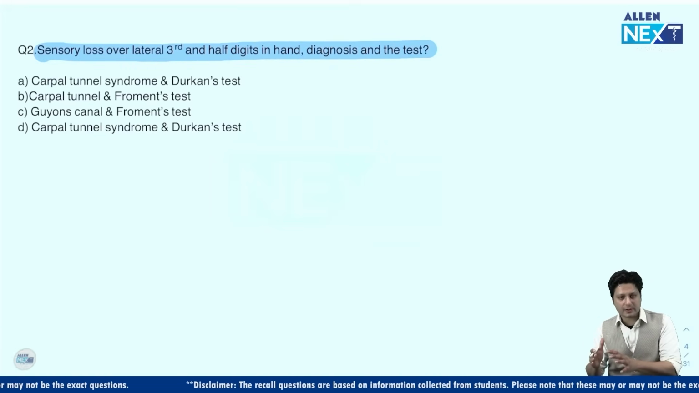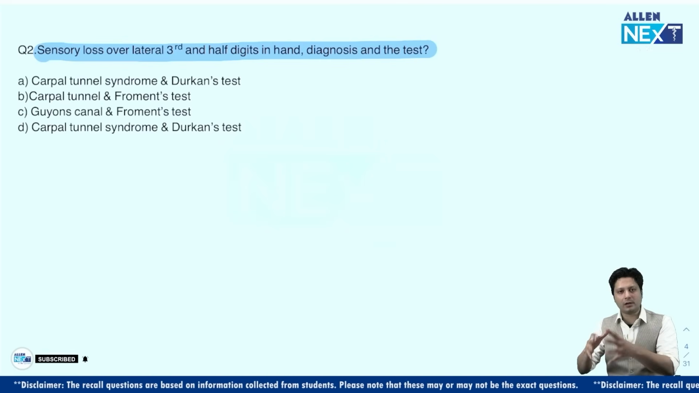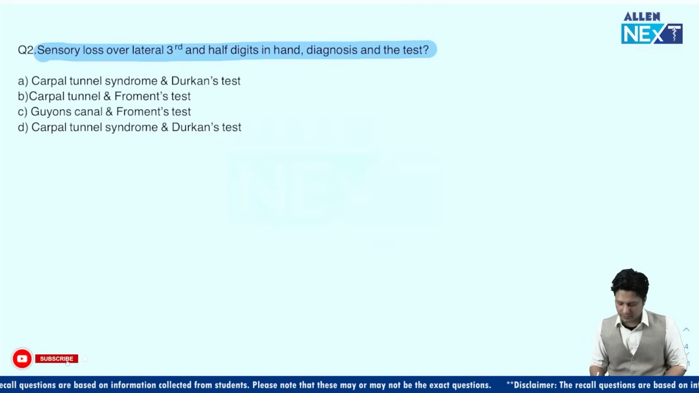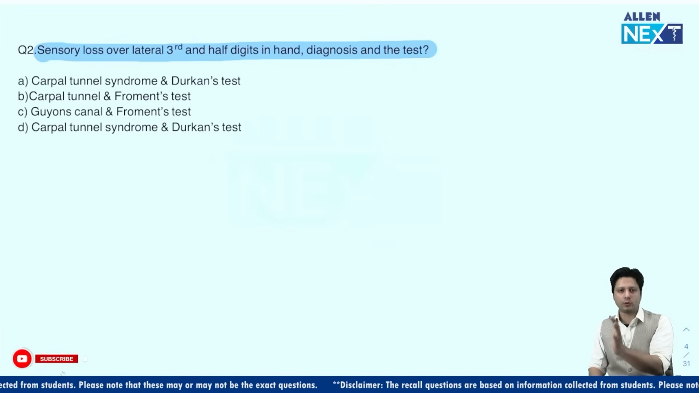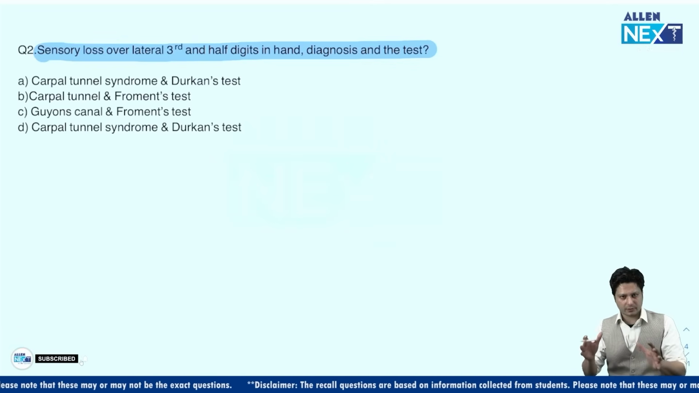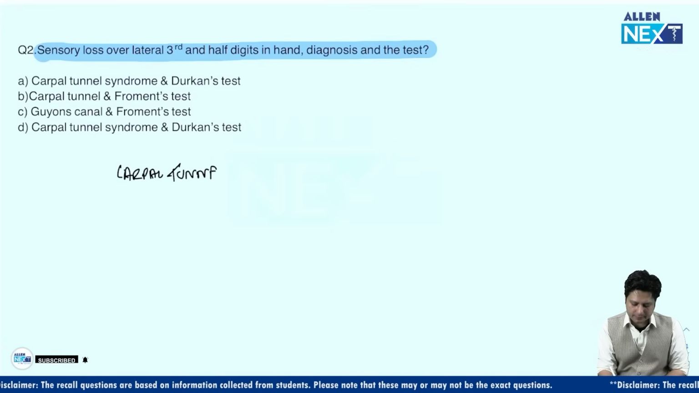What was the diagnosis and what is the test for? By performing this, you will confirm the probable diagnosis the patient could be having. It is a very common phenomenon to be seen on a day-to-day basis. Now, if you look at the options, the first one is obviously the answer: carpal tunnel syndrome, which we are going to talk about.